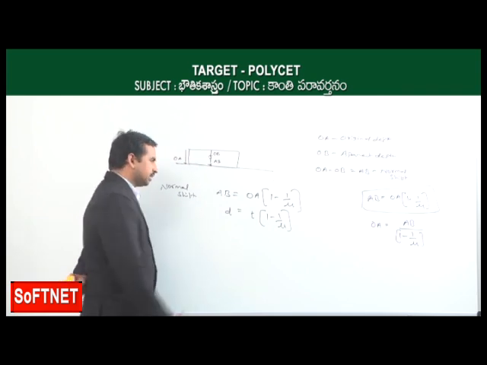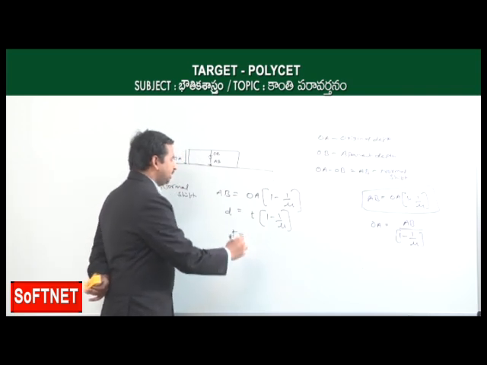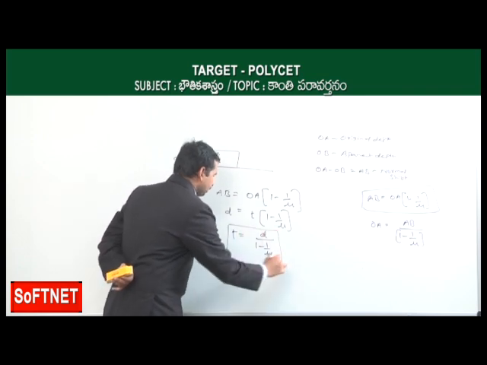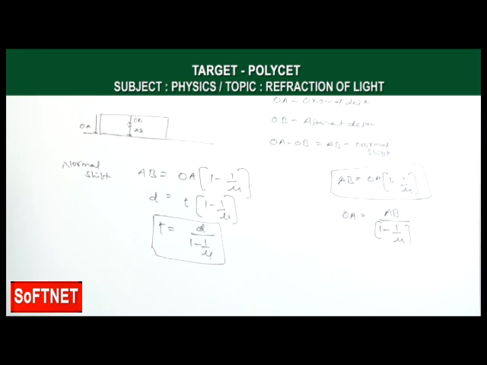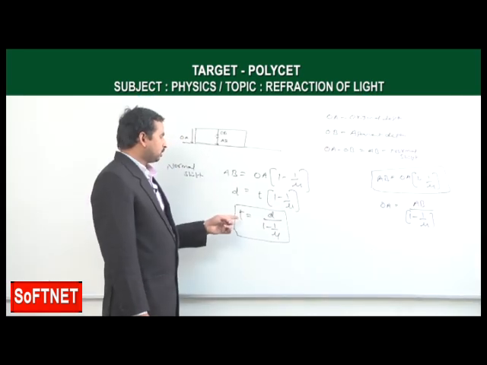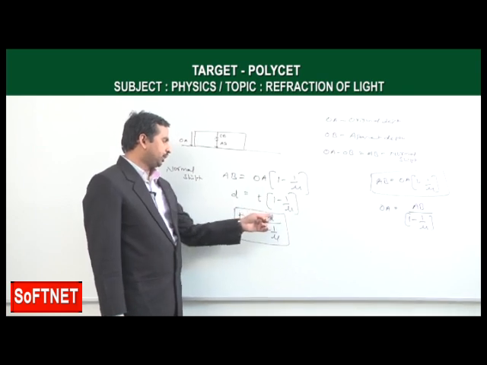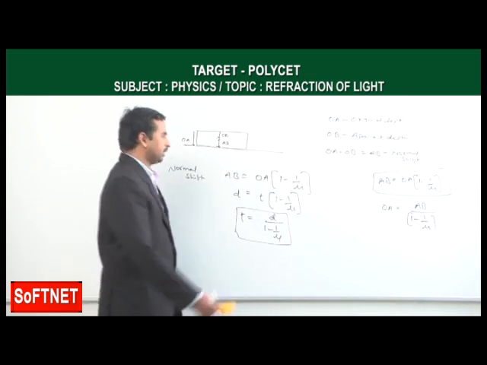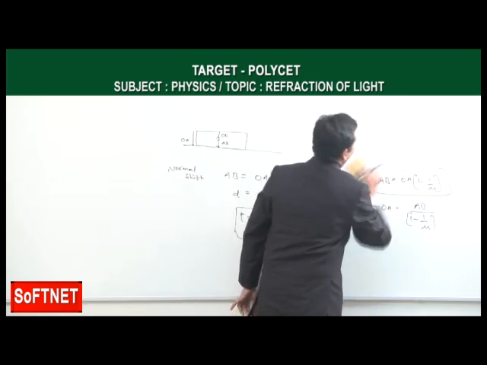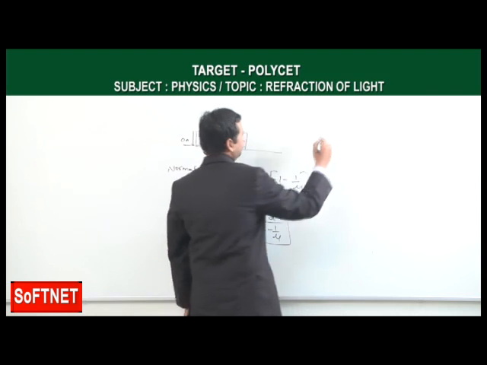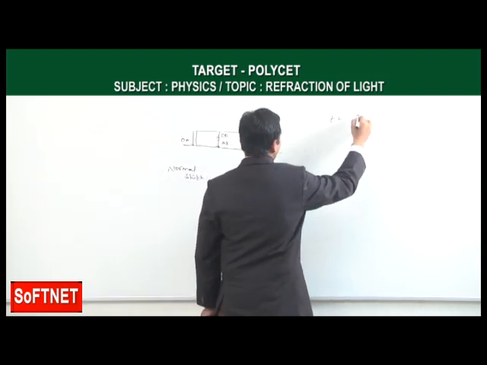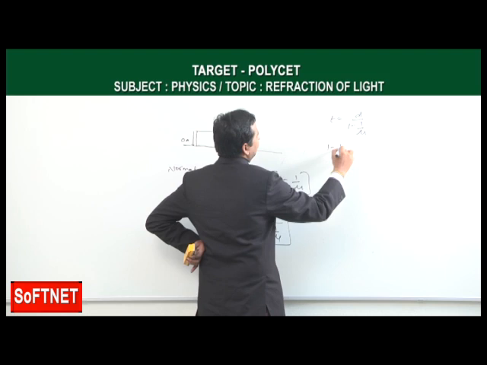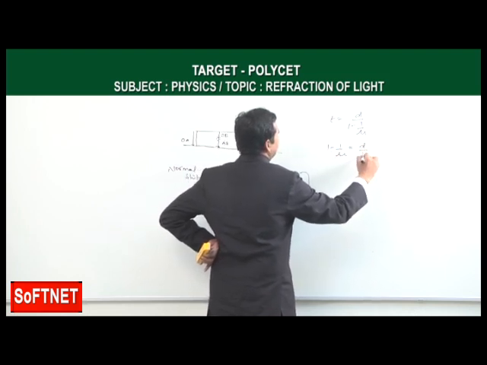Or if you want to find the thickness, the thickness T is equal to D, the normal shift, by 1 minus 1 by mu. Now finally we got the thickness of the glass slab, T is equal to D by 1 minus 1 by mu, where D is the normal shift due to the refraction effect. As T is equal to D by 1 minus 1 by mu, if we cross multiply, then 1 minus 1 by mu becomes D by T.